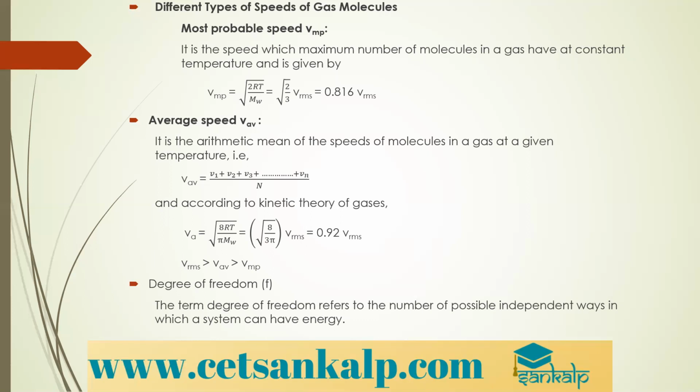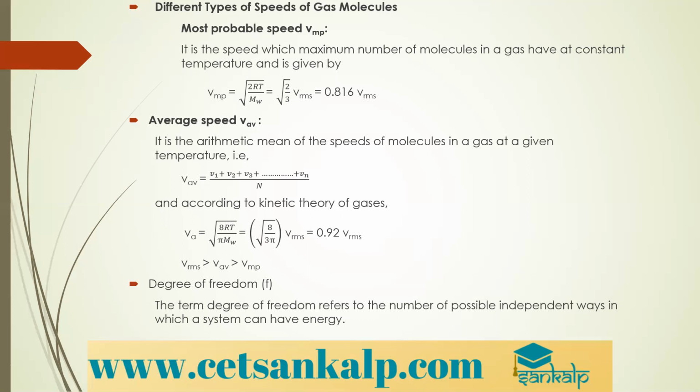So remember, most probable speed VMP is equal to 0.816 VRMS. So here they may ask you to mention the relation between most probable speed and VRMS. That is VMP is equal to 0.816 VRMS. Average speed and VRMS is given by V average is equal to 0.92 VRMS. So here, see this one. You need to remember this. VRMS is greater than V average, which is greater than VMP, that is most probable speed.